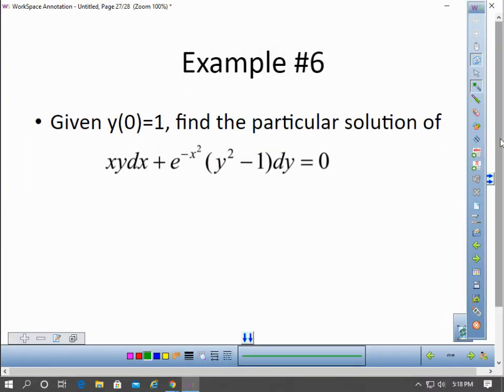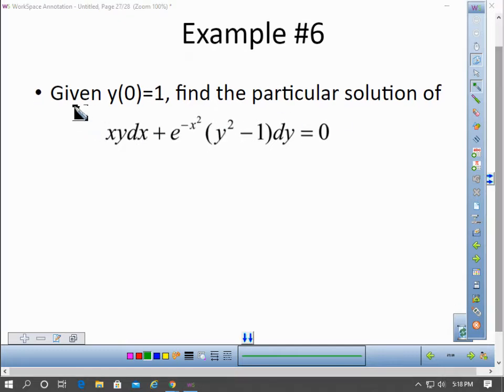Looks even more difficult. All right, so this one says find y of 0, given y of 0 equals 1, find the particular solution this time. So I need to find the general solution first, and then I will use this initial condition to find the particular solution, a specific solution.